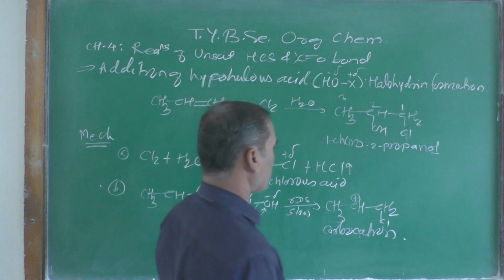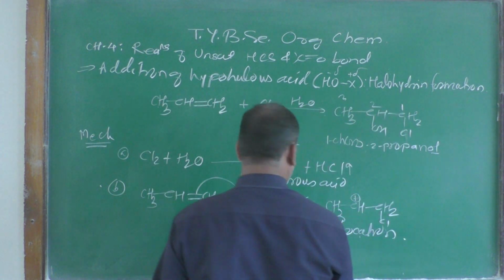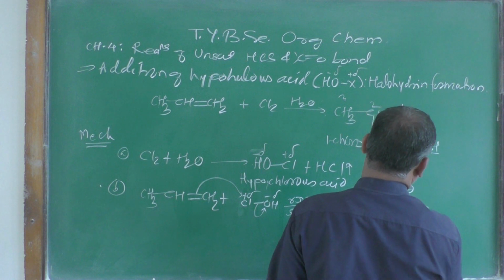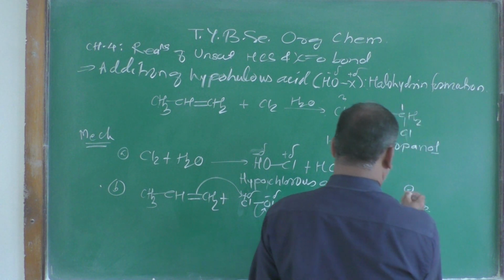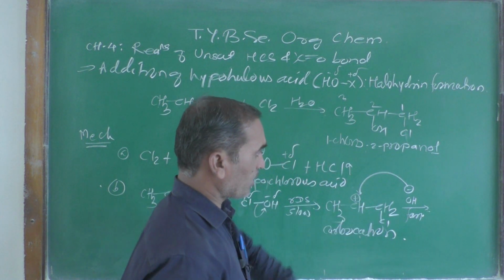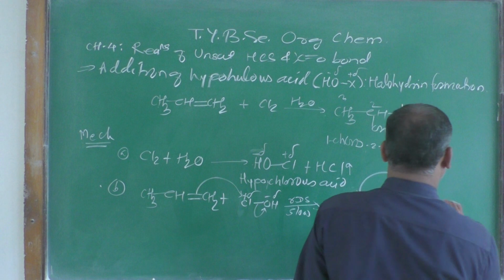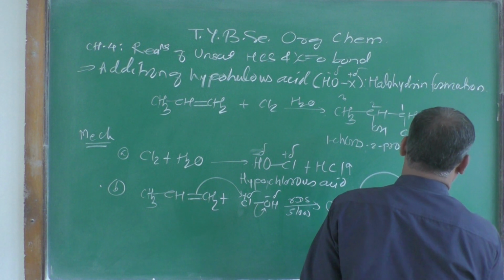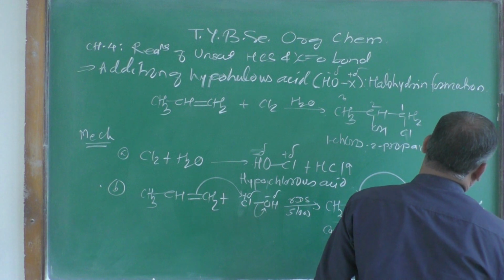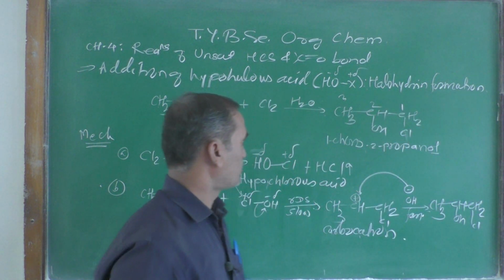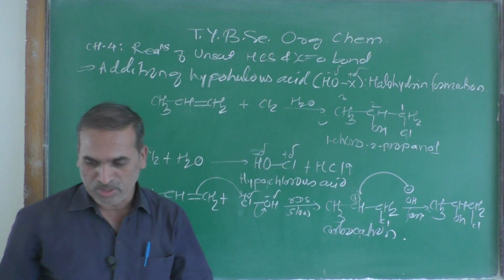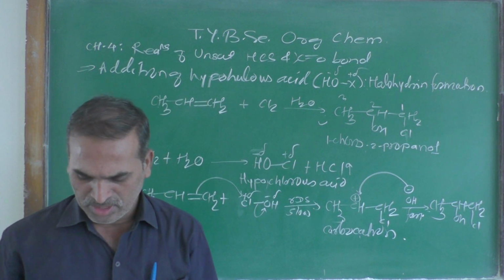Now in the second step, what is happening? The second step is a fast step over here. OH minus attacks that carbonium ion, and the product formed is this one, CH3 CH OH CH2 Cl. So this is the product which we have seen in the above general reaction.